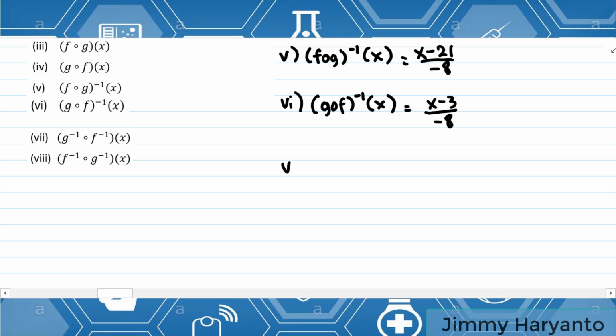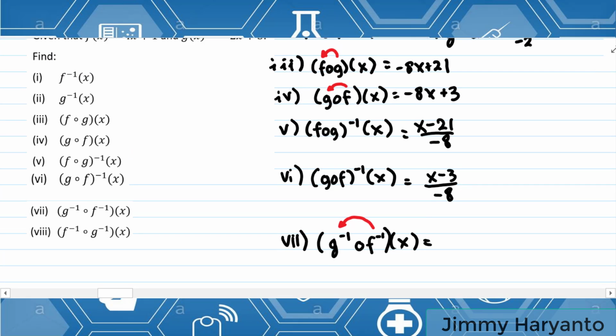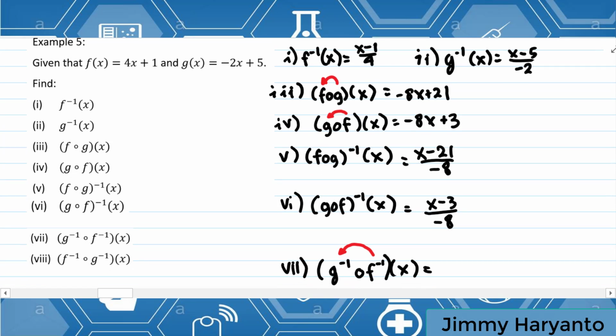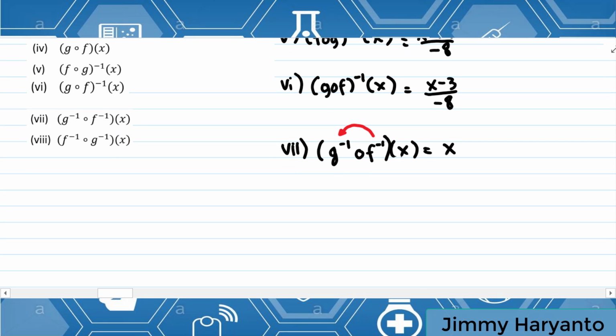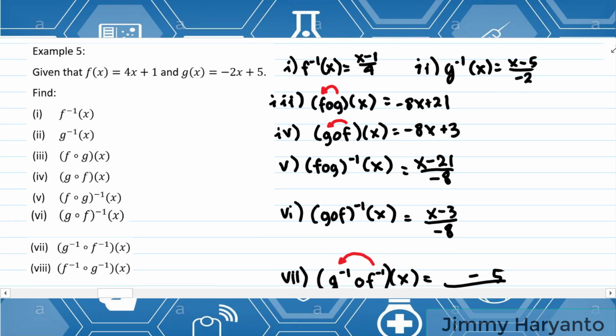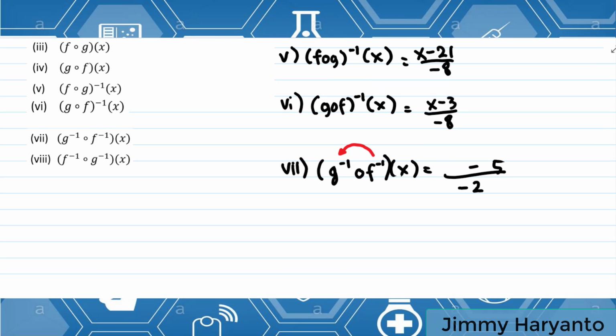Okay, the seventh one. The seventh one is to find G inverse of F inverse x. Okay, this one is composite function. So we have to put the F inverse into G inverse. Okay, let's take a look at what is G inverse. G inverse is x minus 5 over negative 2. Yeah, but the fx should go inside the G, x minus 1 over 4.